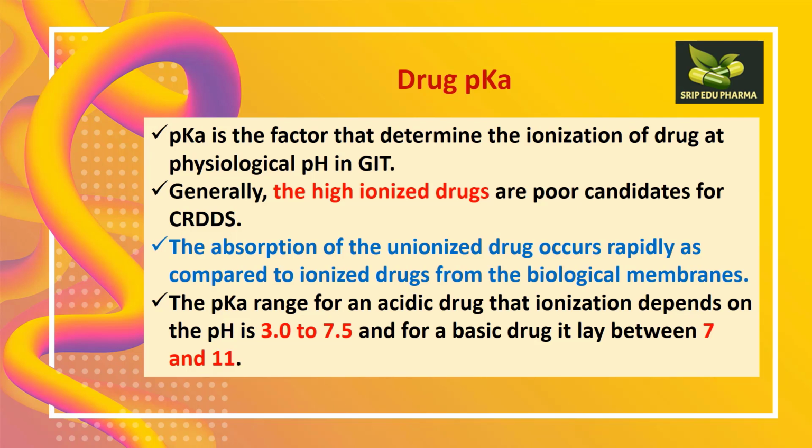The drug should be in non-ionized form, and the absorption of non-ionized drug occurs primarily or rapidly as compared to ionized drug from the biological membranes. Now here we have to know that the pKa range for an acidic drug, that ionization depends on the pH, is 3 to 7.5, and for a basic drug it lies between 7 and 11.